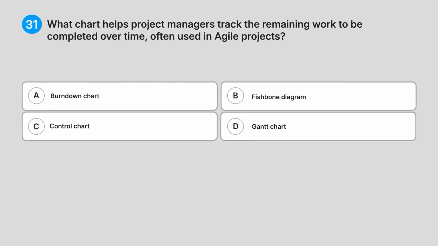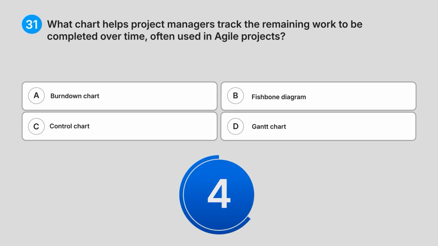31. What chart helps project managers track the remaining work to be completed over time, often used in agile projects? A. Burn down chart. B. Fishbone diagram. C. Control chart. D. Gantt chart. What do you think is the answer?